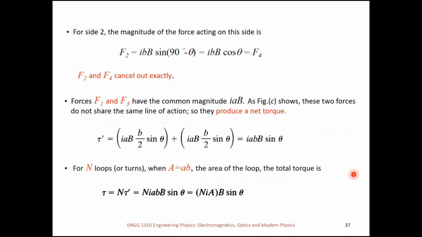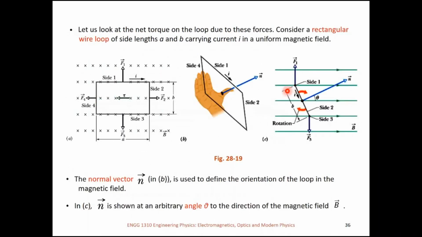Then the forces F1 and F3 also have a common magnitude, right? We can calculate it from here. This is along the side a, but this is perpendicular, so you can just use IAB. But you can see F1 is along this direction and F3 is along this direction. They can make a torque.